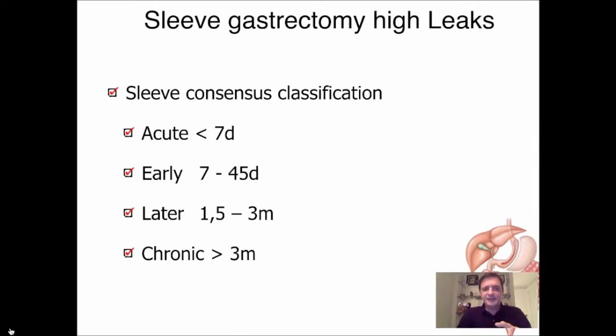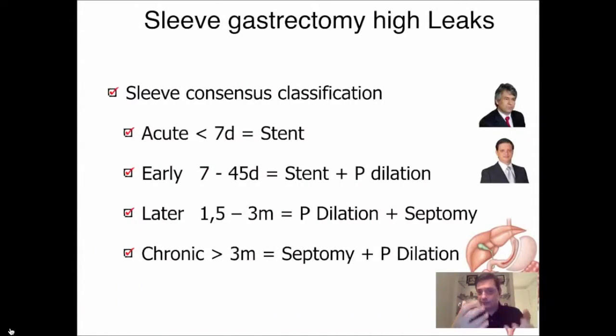So based on this classification, our group developed an approach that we have been using for quite long with very good results. If it is an acute leak, we stent it with bariatric stenting. It means the new bariatric stents, which are very different from the usual esophageal stents. Those stents are longer and larger, and they are able to detour the food flow from the esophagus into the duodenum or into the antrum.